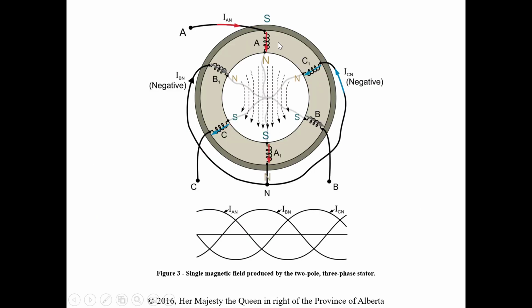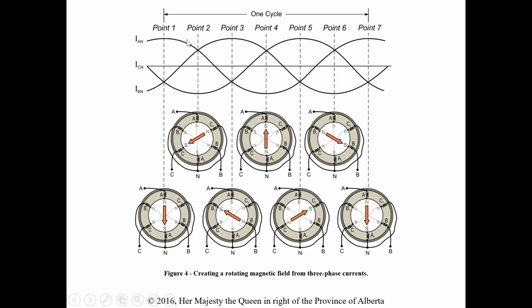So what this is showing is the north to south direction depending on which peak we are at. Our positive peak, then our negative peak of C, then positive B, then negative A. In the next picture it's going to go through and show you how this magnetic field rotates. At each point they've got a picture of the stator and where the magnetic field is going.